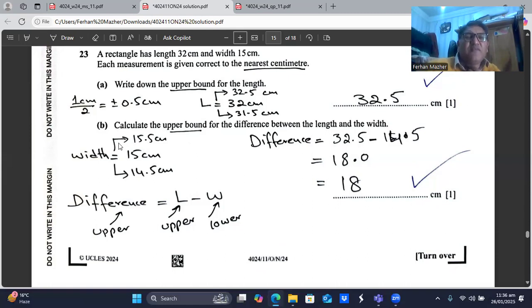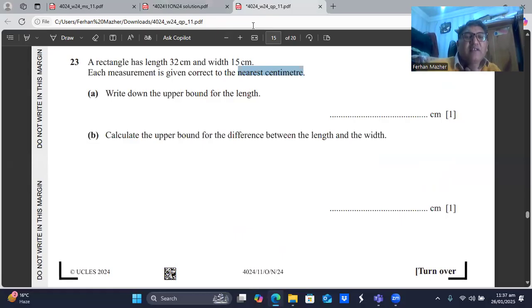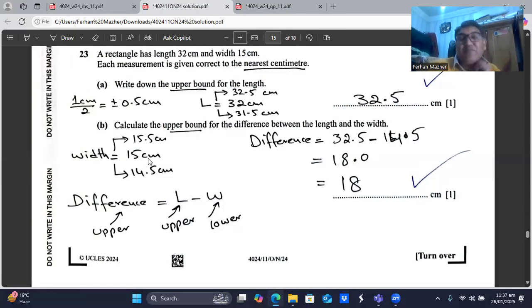That is 32.5. Same way, the B part is to calculate the upper bound for the difference between the length and the width. So I will do the same thing with the width. The width is 15 centimeter, add 0.5 centimeter to it, you get 15.5 centimeter. That is the upper bound of the width. And from 15, subtract 0.5, you get 14.5 centimeter. That's the lower bound of the width.